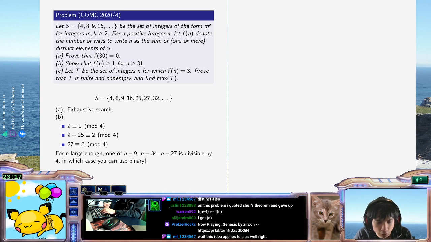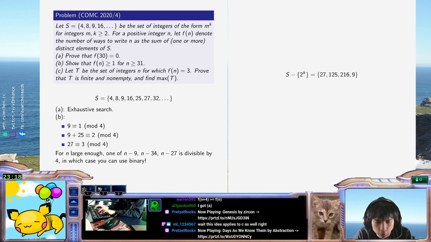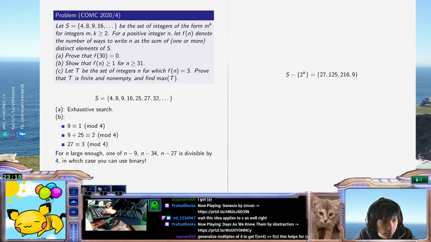That's cubes, whereas squares are 4. So 9 is a useful number. So is 25, 49. 36 is a useful number. 49 is a useful number. Generalize multiples of 4 to get f(n plus 4) at least f(n). I see. Oh, yeah, that's pretty good actually.